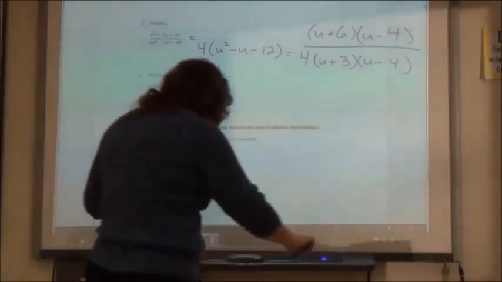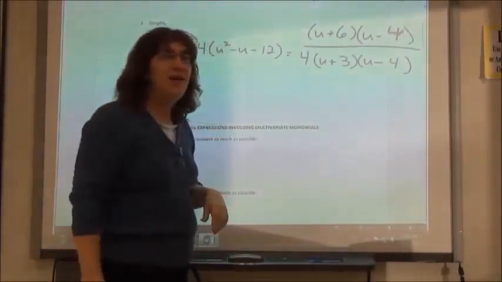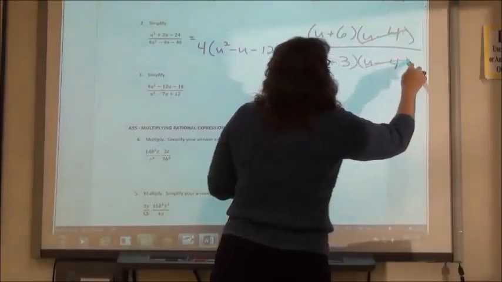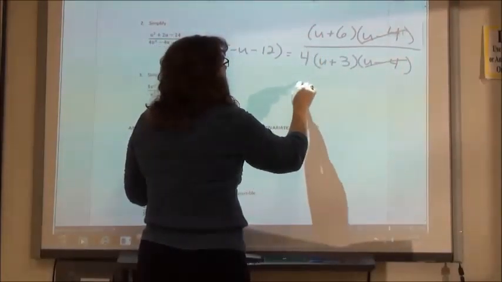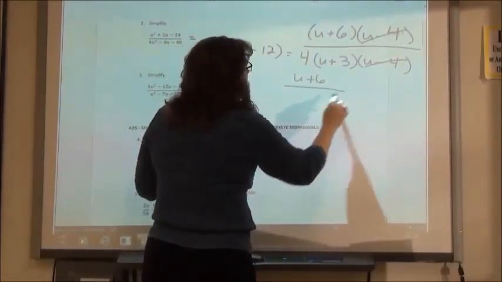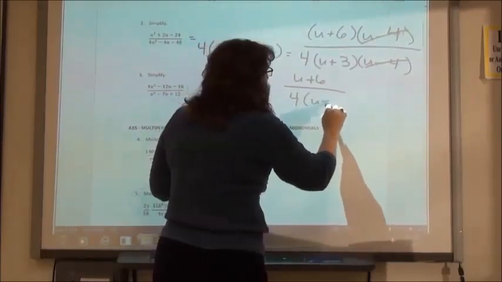Now we can see, hey, we got a common factor of u minus 4. We're going to cross those off of there. So on the top, we have u plus 6. On the bottom, 4 times u plus 3.